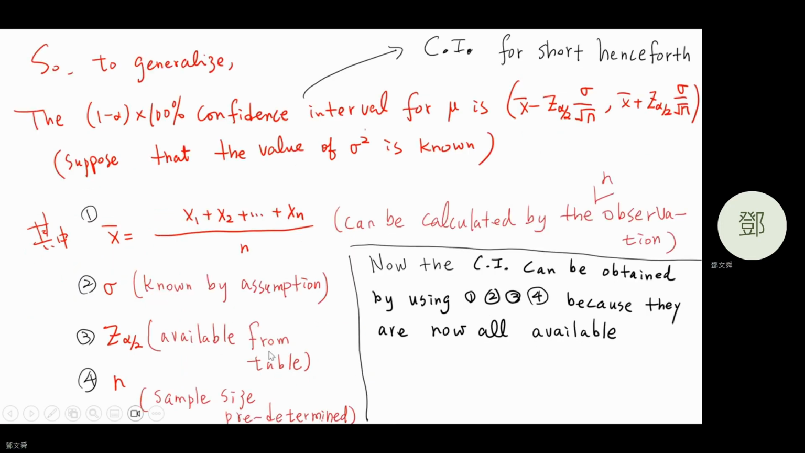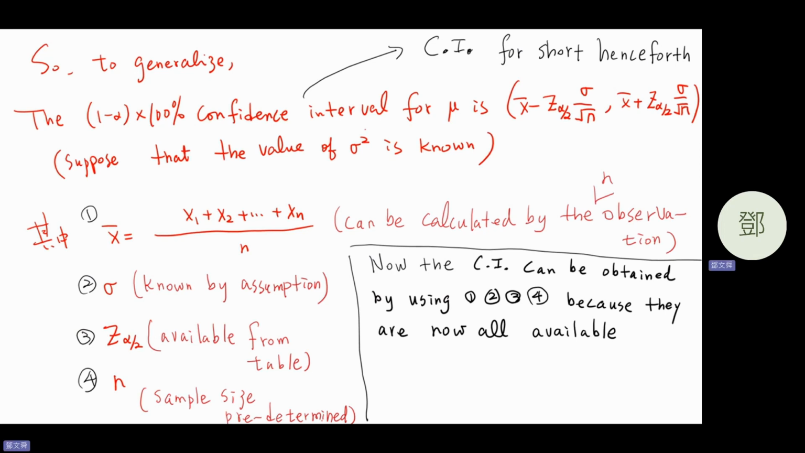Yep. So to generalize, the 100% times 1 minus alpha confidence interval for mu is, this time we don't use 1.96 or 1.645. Now we use the notation z sub alpha divided by 2, x bar minus, x bar plus. The confidence interval for mu is here.